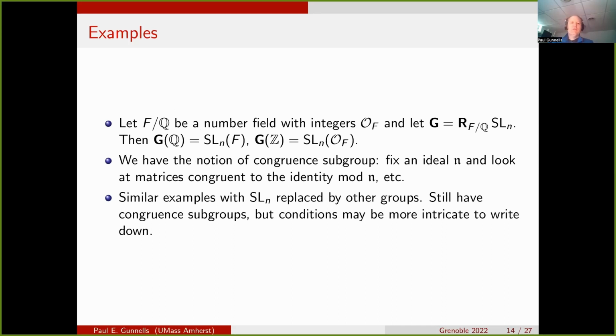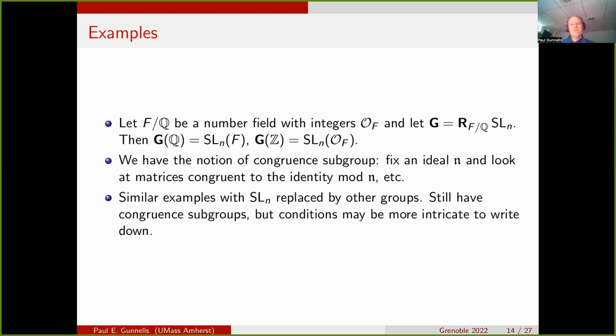What about over number fields? If we take a number field F with ring of integers O_F, and I apologize for using this notation in France, but like I said, I'm in my basement, so I can do whatever I want. Then we let G be the restriction of scalars from F down to Q of SL_n. The way the restriction of scalars works, the rational points of this group G(Q) are SL_n(F), and the integral points are SL_n over the ring of integers. You can see why this restriction of scalars is notationally useful: you don't have to keep changing what you're plugging into the parentheses. You get to work with Q and Z all the time.